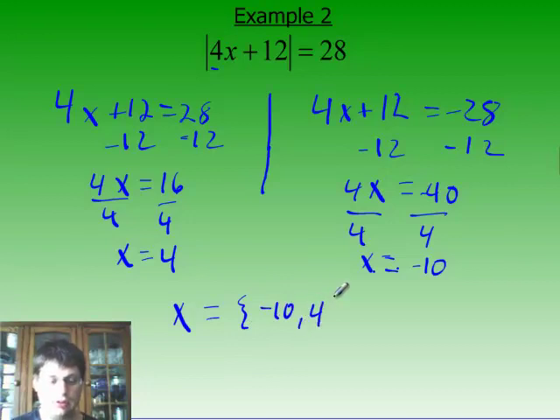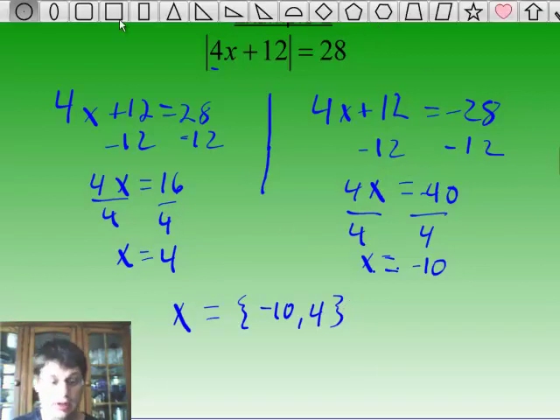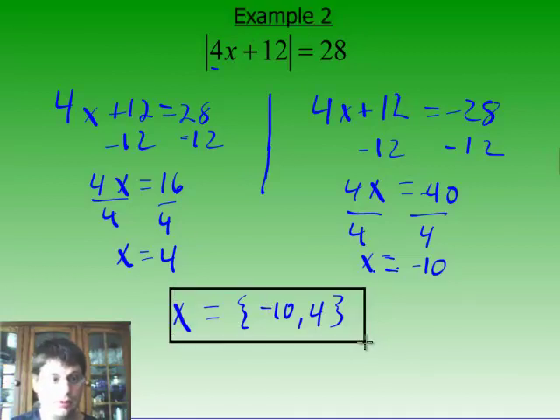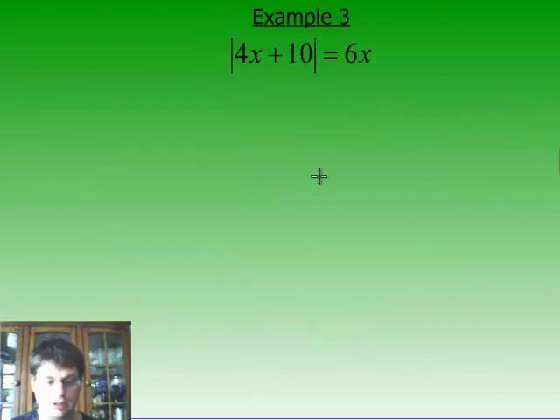So we have two values. x is equal to negative 10 and 4. I just list them from the smallest value to the greatest value, and then we'll box that answer in like so. That's a much cleaner box right there.